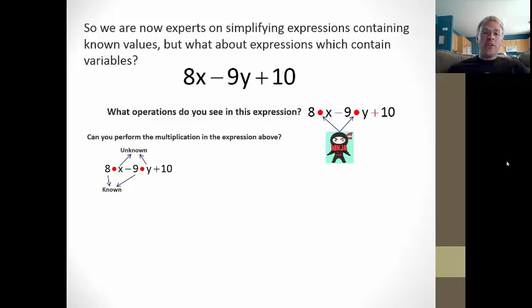And the answer is no, because x and y, while they are actual numbers, are unknown numbers. We don't know what they are. I can't multiply something known by something unknown, right? So we can't do that.